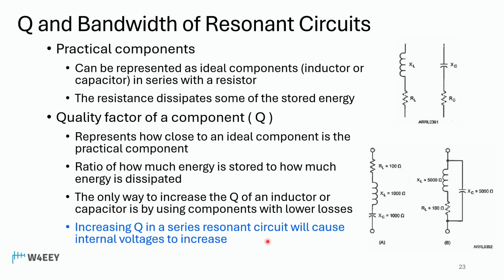And we've already seen this, but not in the context of this pool question. Increasing Q in a series resonant circuit will cause internal voltages to increase. We saw that in a series resonant circuit we had voltages that could be much higher than the input to the circuit, but increasing the Q for an individual component will also cause the voltages to increase, because not as much of the inductance or capacitance will be damped out by the internal or series resistance.